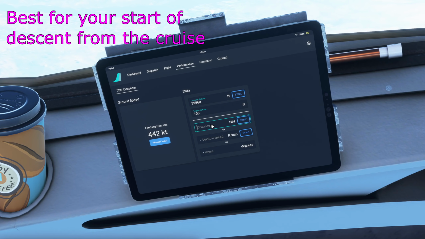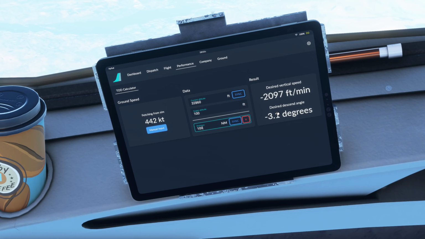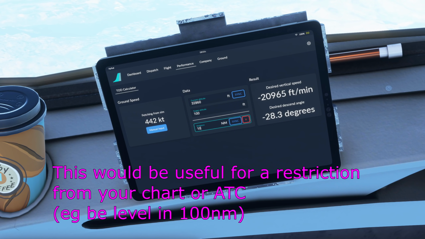The alternative as well, you can put in the distance that you want to lose the height in. So I want to lose my 33,000 feet over, let's say I want to lose it over 100 nautical miles. So I need to descend at 2,100 feet per minute, which will be 3.1 degrees. If I wanted to lose that height over just 50 miles, it's going to be incredibly steep. Let's see, it's going to be 4,000 feet per minute, 6.2 degrees.